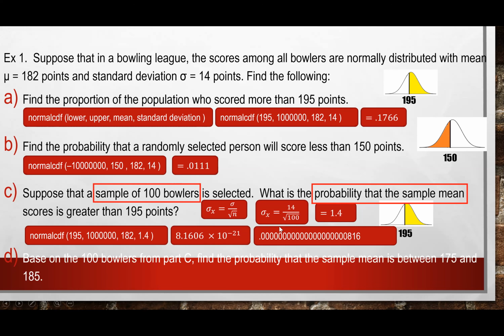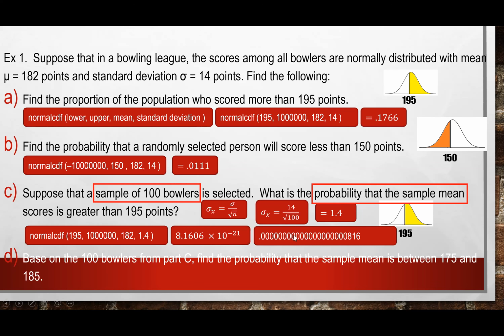Imagine your real number line. If you go to the right, it's positive. If you go to the left, it's negative. Meaning the decimal is right here, and you have to move 21 spaces. So 8.16 is not the probability. It's 8.16 e to the negative 21, meaning it's very humongously small. Based on this sample of 100, it is very, very rare that the sample mean will be bigger than 195.